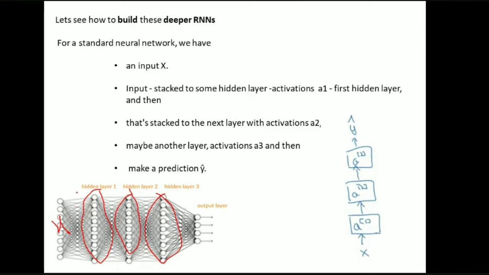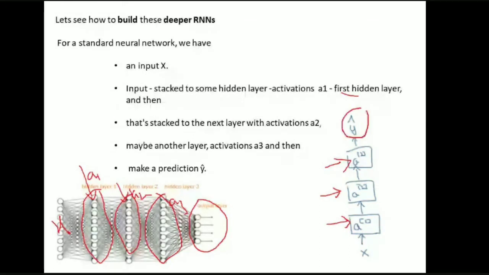For the first layer, we have activation, let us say A1, which is represented here. For the second layer, we have activation A2, which is represented here. And for the third layer, we have activation A3, which is represented here. And then we make the prediction, that is y cap, at the output layer, which is represented here. Right. So this generally happens in our standard neural network.